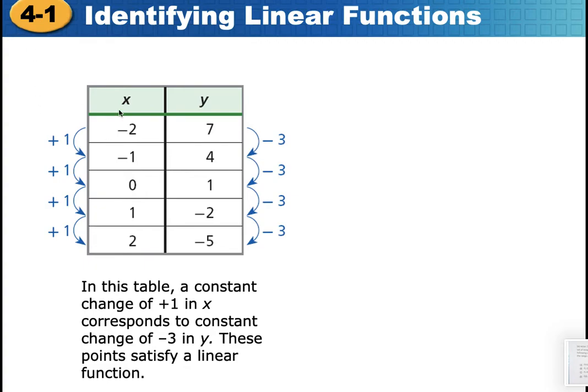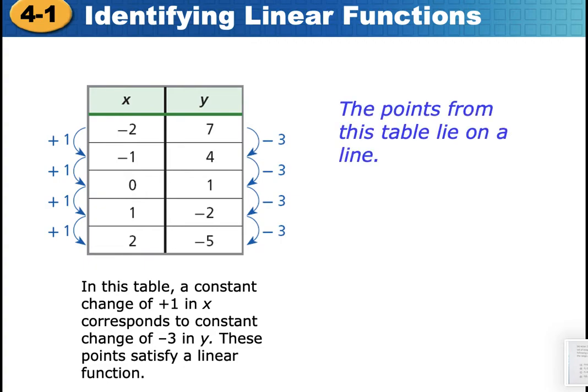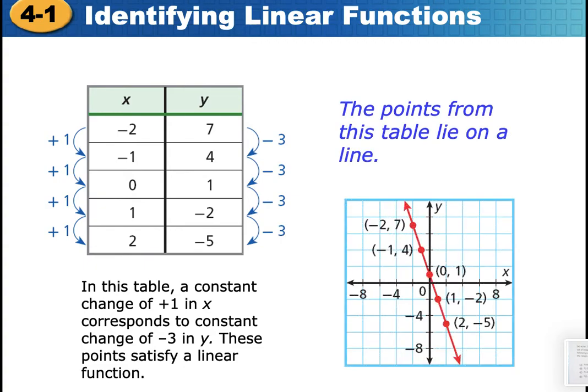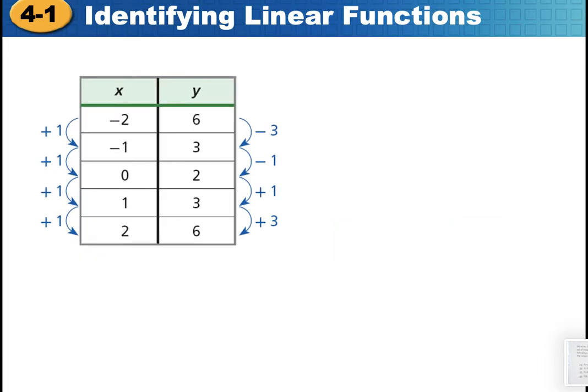We're going to look for a constant change of addition or subtraction on either side. If so, it's easy. We can say that that's definitely a linear function. And if you graphed all the points, you would see they form one straight line, which is a linear function. All right, the next one. What do you think? Is it a linear function? Is there a constant rate of change in both x and y?